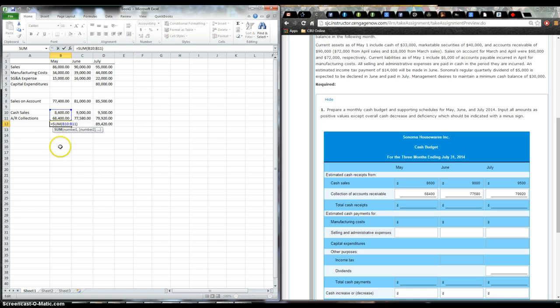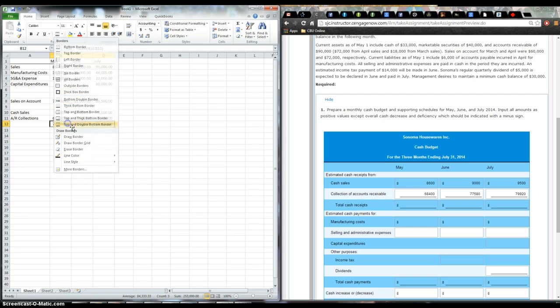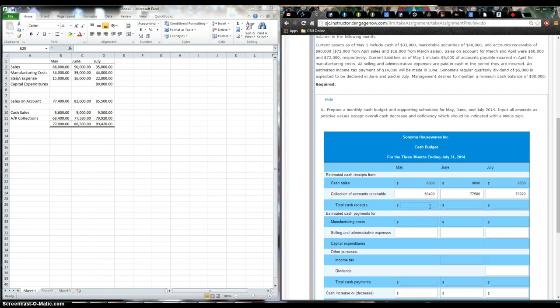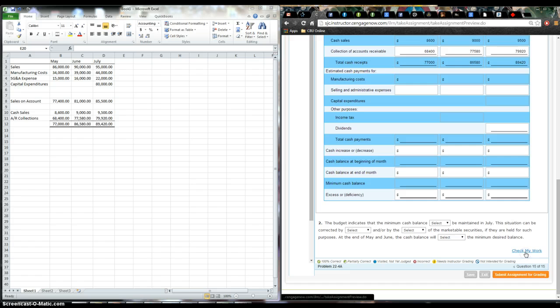So those are just adding these two cells together. Our total cash receipts should be 77,000 for May, 86,580 for June, and 89,420 for July. Let's go ahead and check our work to make sure we're on track.